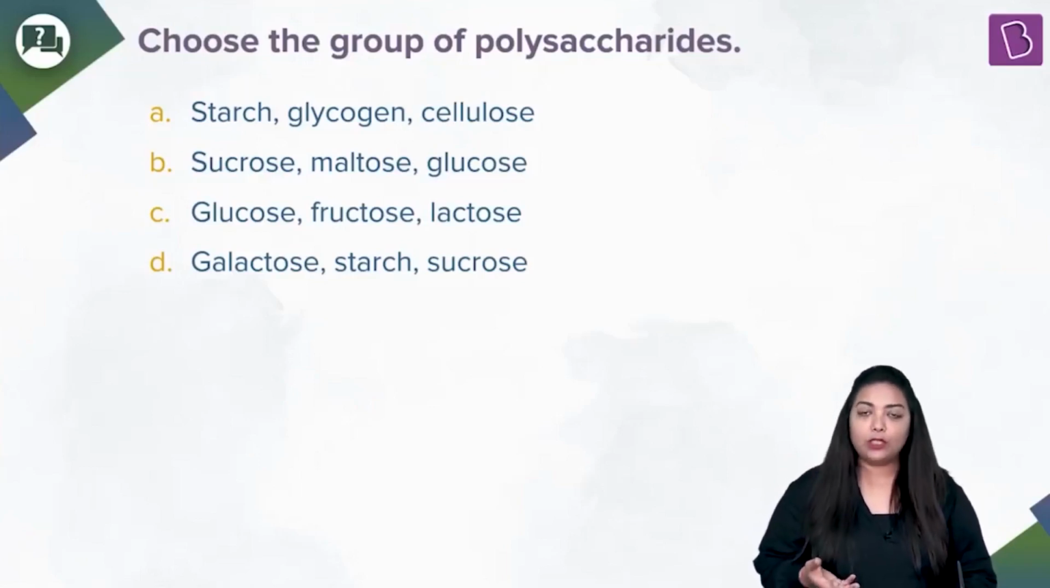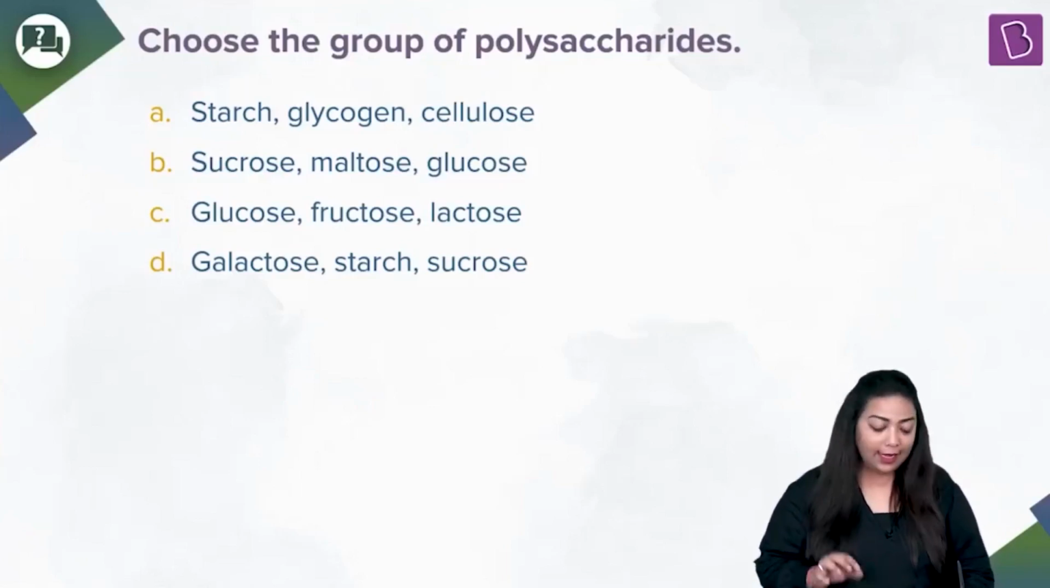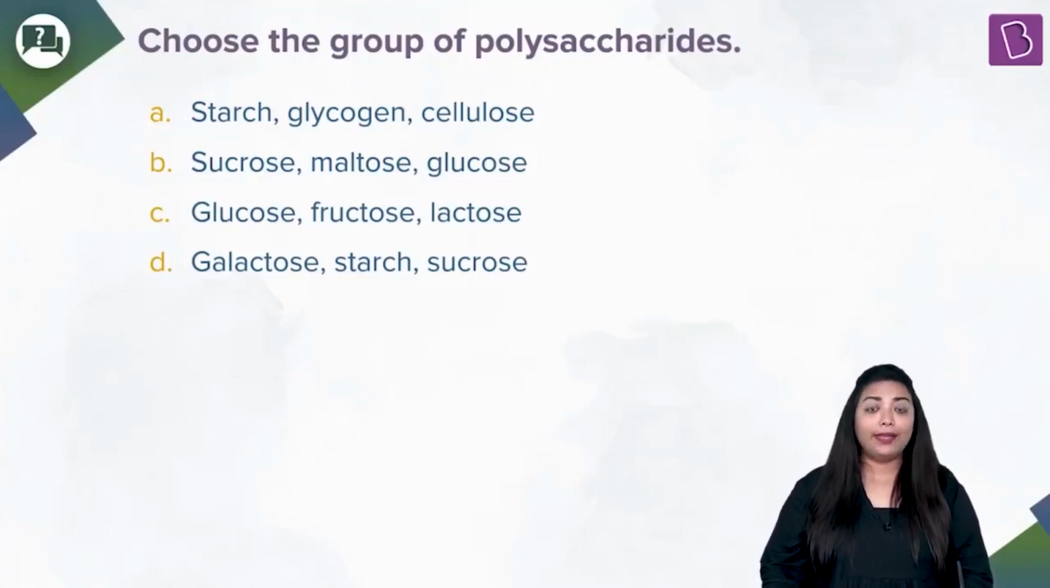Now let's see the options. What you are expected to do is choose the group of polysaccharide. A, starch, glycogen, cellulose. B, sucrose, maltose, glucose. C, glucose, fructose, lactose. Or D, galactose, starch and sucrose.